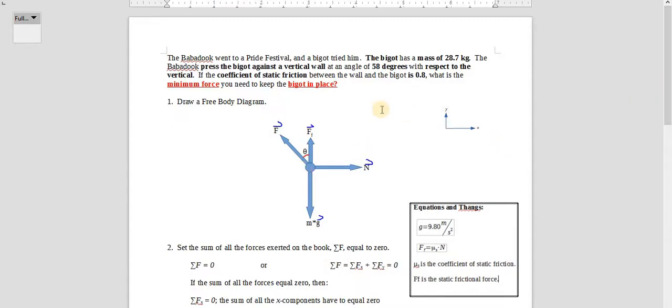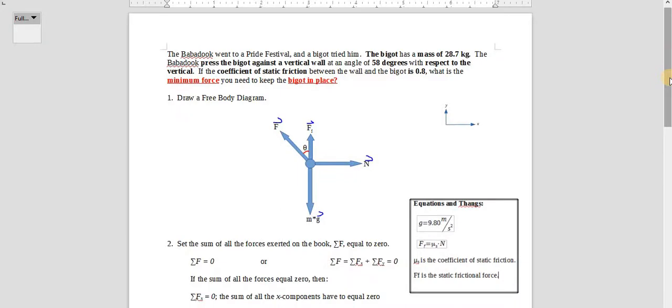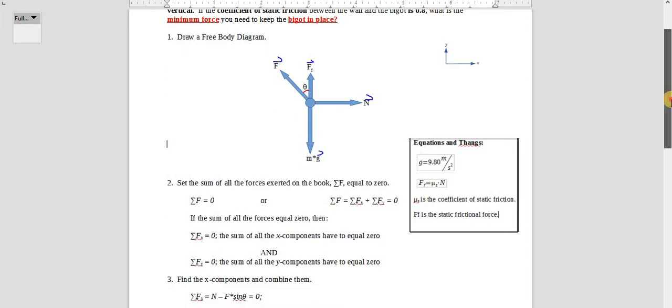So the question is, what is the minimum force you need to keep the bigot in place? That's basically asking what force is needed to make the object stay at rest. In order for an object to be at rest, the sum of all the forces exerted on it has to equal 0. And that's what I said right here.